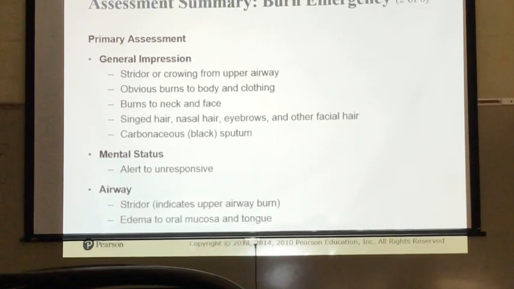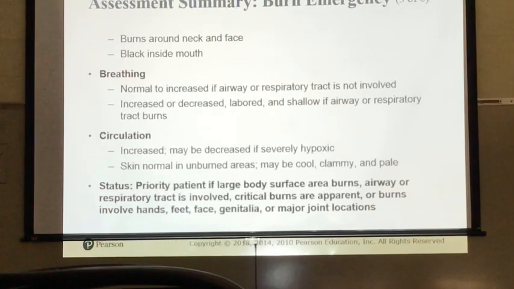Look for stridor or crowing from the upper airway. Obvious burns to the body and clothing, burns to the neck and face. Singed hair, nasal hair, eyebrows, other facial hair. Alert to responsiveness, airway. They can have stridor, or edema to the oral mucosa and the tongue. Burns around the face and the neck can also interfere with your airway. Inside the mouth also interferes with your airway.